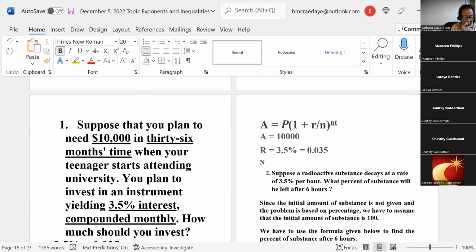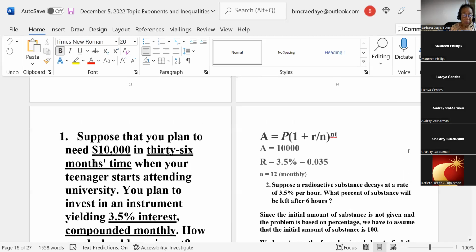N is 12 because of monthly. We said monthly, right? N equals 12 for monthly. I gave you those values at the beginning, what the N values are. So this N is 12. So let me just put the little n to be consistent.